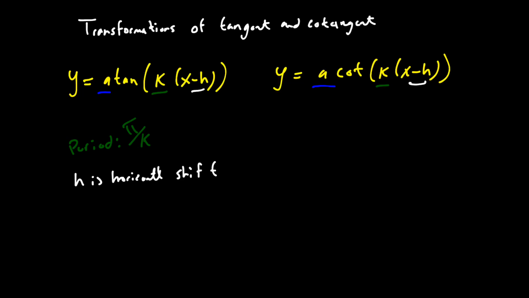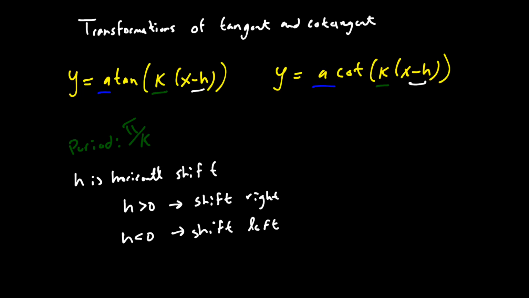Where again, if h is greater than 0, we shift right, and if h is less than 0, we shift left. An example of a right shift would be y is equal to cotan of x minus 1. An example of a left shift would be y is equal to cotan of x plus 10.